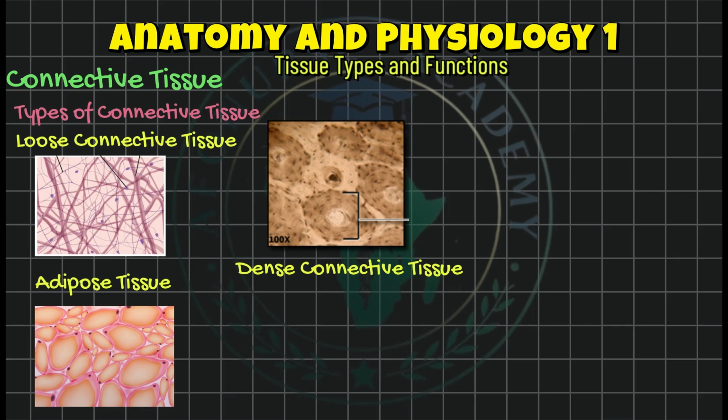Adipose tissue. Adipose tissue is fat tissue. Yes, fat is actually a type of connective tissue. Adipose cells, called adipocytes, store energy in the form of fat. This tissue also insulates the body, cushions organs, and produces important hormones like leptin.